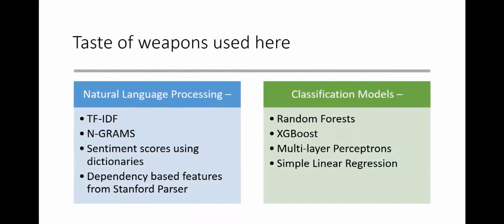So let's get a taste of the weapons that we have used here, the tools. There are some tweets that we have used, and first the cleaning is done, and after that some feature spaces are created from those clean tweets. First of all, we have used TF-IDF, or term frequency-inverse document frequency. The TF-IDF weight is often used in information retrieval and text mining. It's also used in search engines for ranking a particular document related to a word.